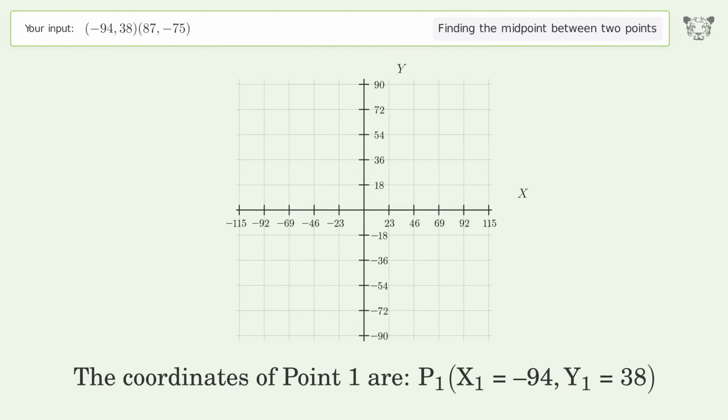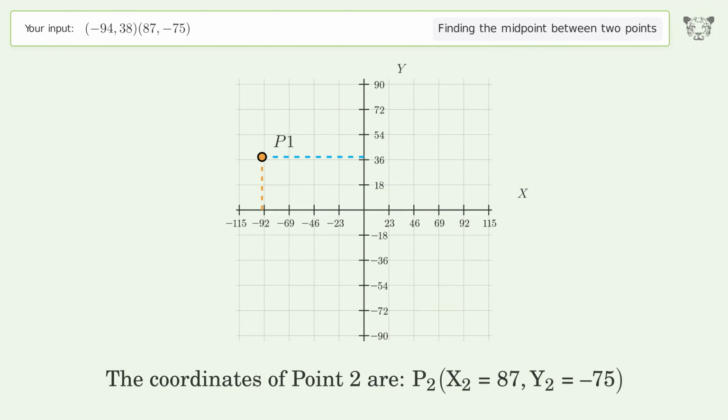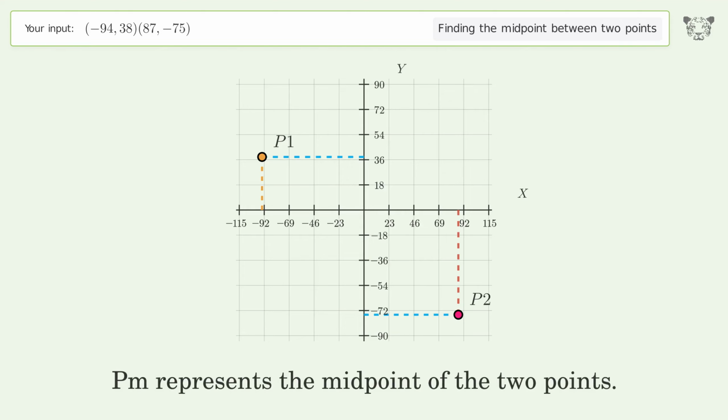The coordinates of point 1 are, x1 equals -94, y1 equals 38. The coordinates of point 2 are, x2 equals 87, y2 equals -75. PM represents the midpoint of the 2 points.